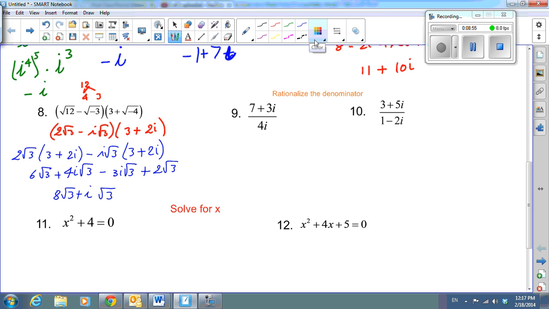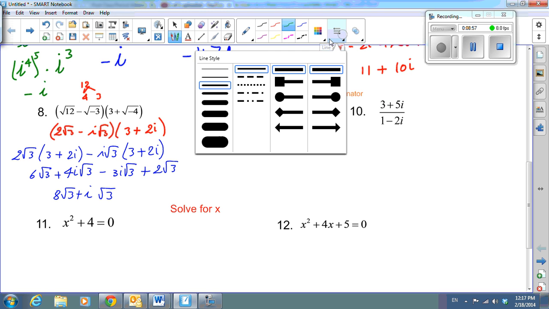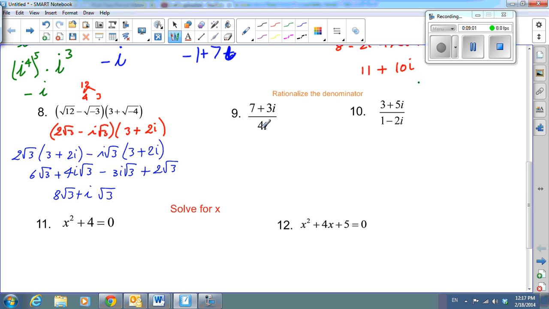For 9 and 10, I want you to rationalize. What do we mean by rationalize? Just like we do with radicals, here we don't want i on the bottom. To get rid of an i on the bottom, you can either multiply top and bottom by 4i, but the easiest way is to multiply the top and bottom just by i here, so that you will get rid of the i on the bottom.